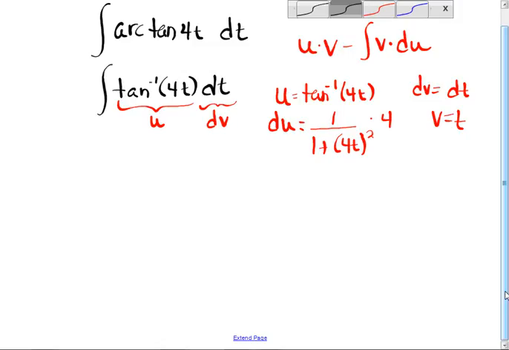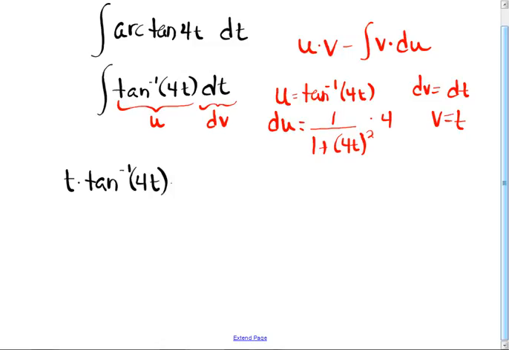So it's u times v, so we're just undoing the product rule. It's t times the inverse tangent of 4t, minus the integral of v du, which is t over 1 plus 16t squared. Hope I did that right. Oh, and I do have a 4 there, so we'll put the 4 in front.